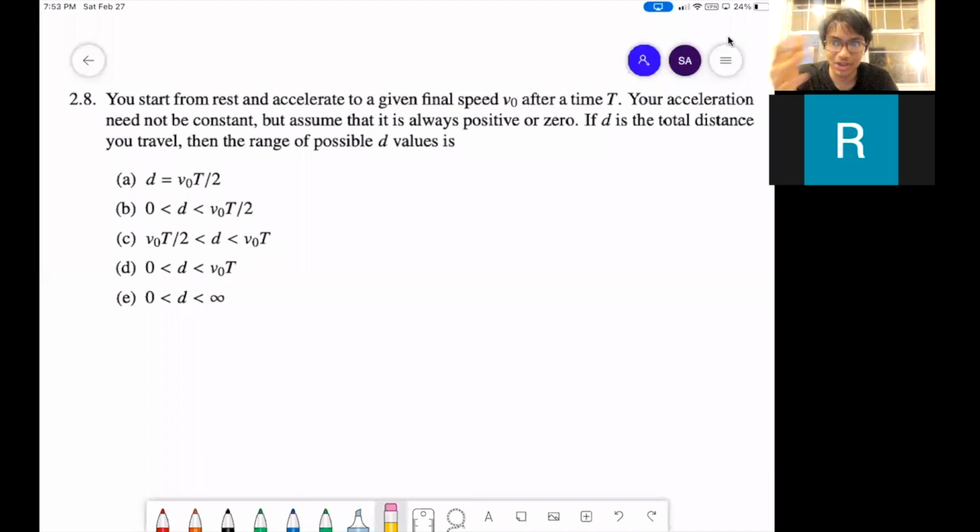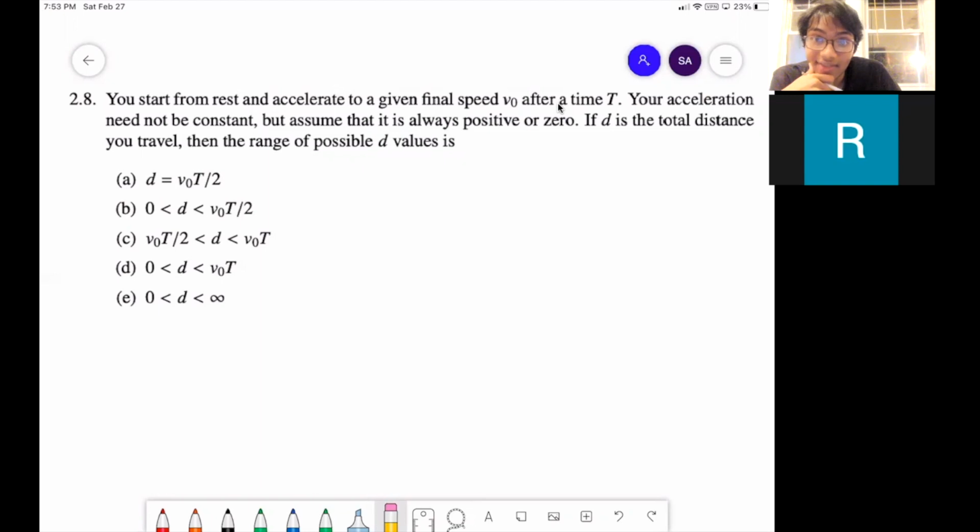What up, folks? Let's check out the next example of physics. So this one's about distance, acceleration, and velocity. So pay close attention. You start from rest and you accelerate to some given final speed v0 after a total time kappa t. Your acceleration need not be constant, but assume that it's always positive or zero. So think about it, you can never go backwards, okay? If d is the total distance you travel, then the range of total d values is going to be what?